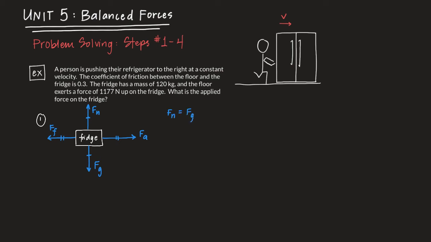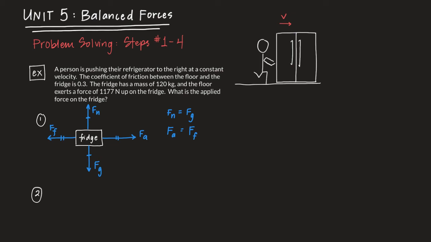So once again, I'm going to write my equalities of my forces here on the right. My normal force must be equal and opposite to my force of gravity, and my applied force must be equal and opposite to my force of friction. We're ready to move on to step 2.